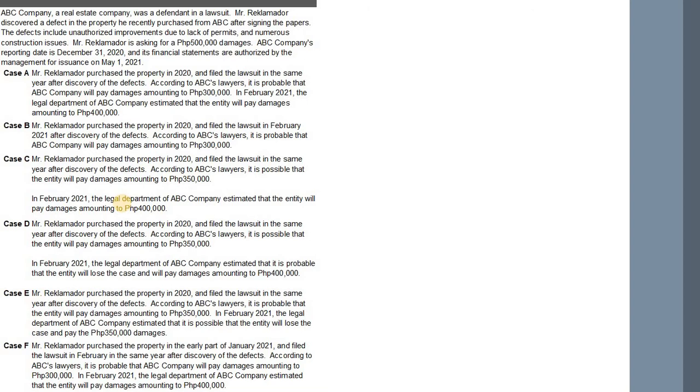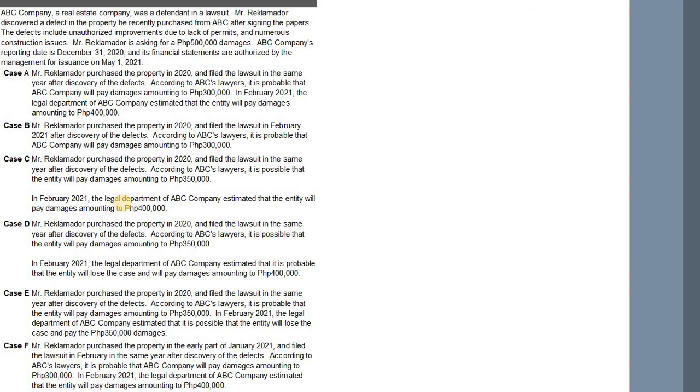So to illustrate the concepts for events after the reporting period, let us answer an illustrative problem. ABC Company, a real estate company, was a defendant in a lawsuit. Mr. Reclamador discovered a defect in the property he recently purchased from ABC after signing the papers. The defects include unauthorized improvements due to lack of permits and numerous construction issues. Mr. Reclamador is asking for 500,000 pesos in damages. ABC Company's reporting date is December 31, 2020, and its financial statements are authorized by the management for issuance on May 1, 2021.